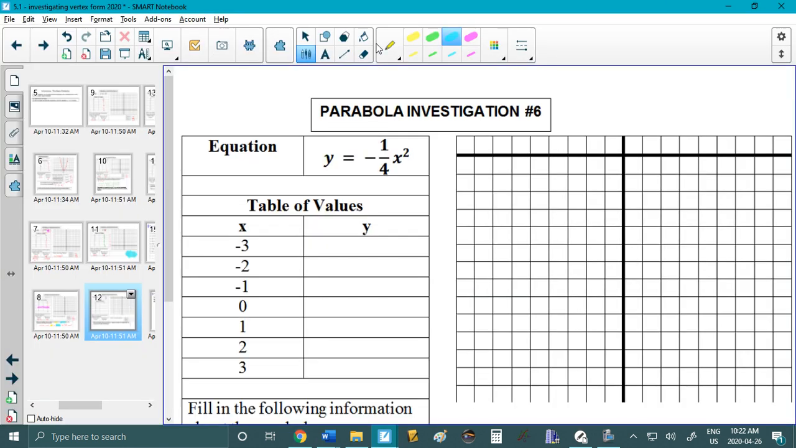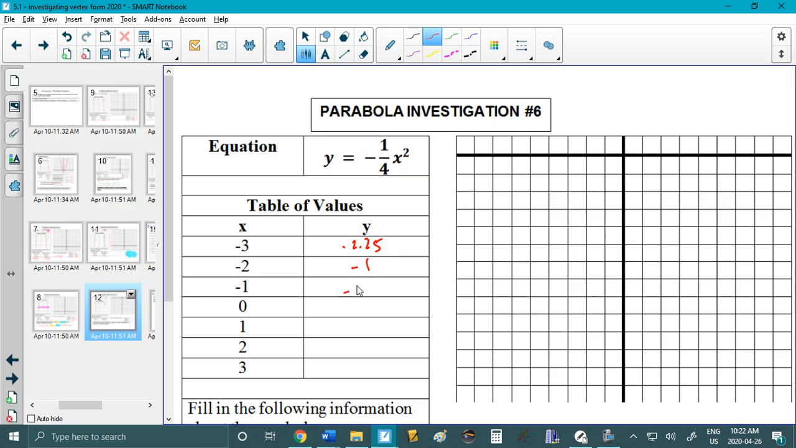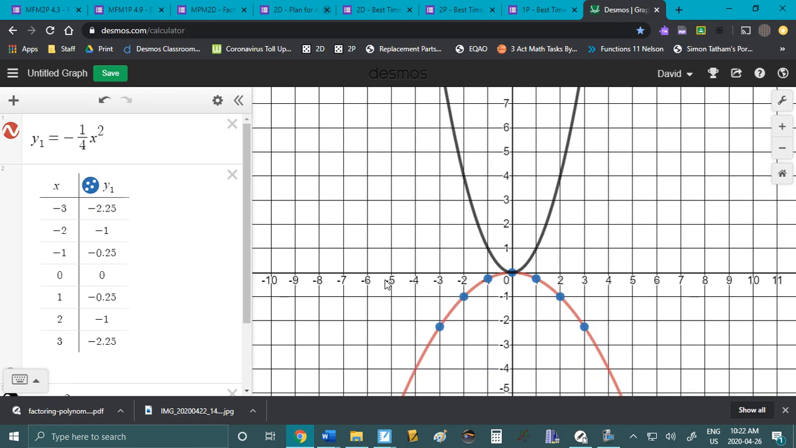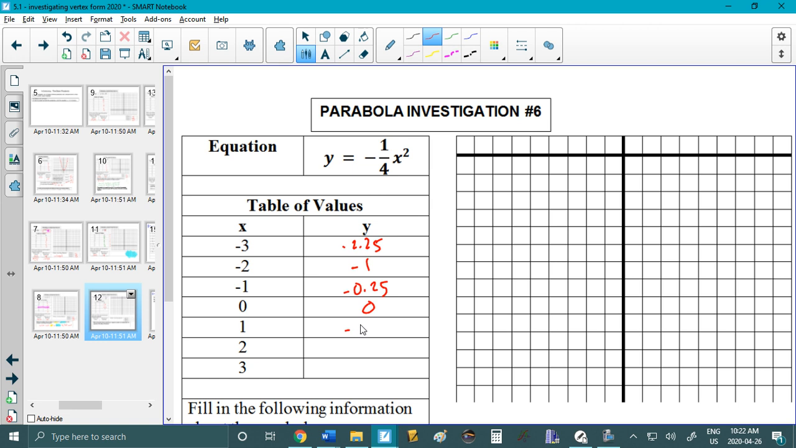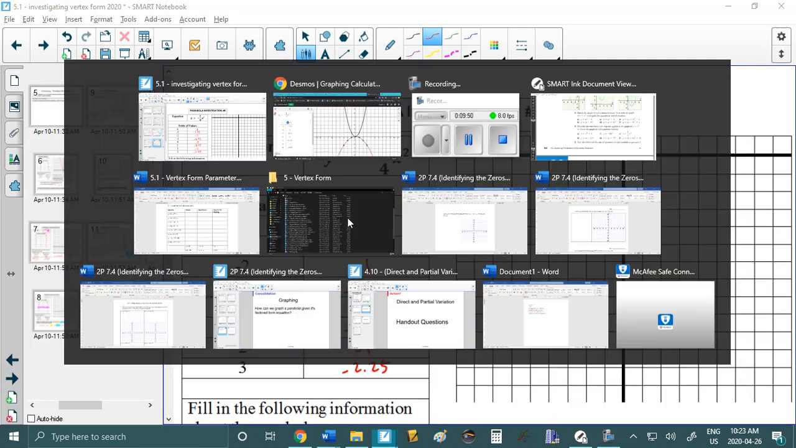So it looks like it's negative 2.25. So the values start to get a little ugly now. Negative 2.25, negative 1, negative 0.25, 0, and then they repeat: negative 0.25, negative 1, negative 2.25. Okay, so this is a little weird now. You'll notice a couple of things.